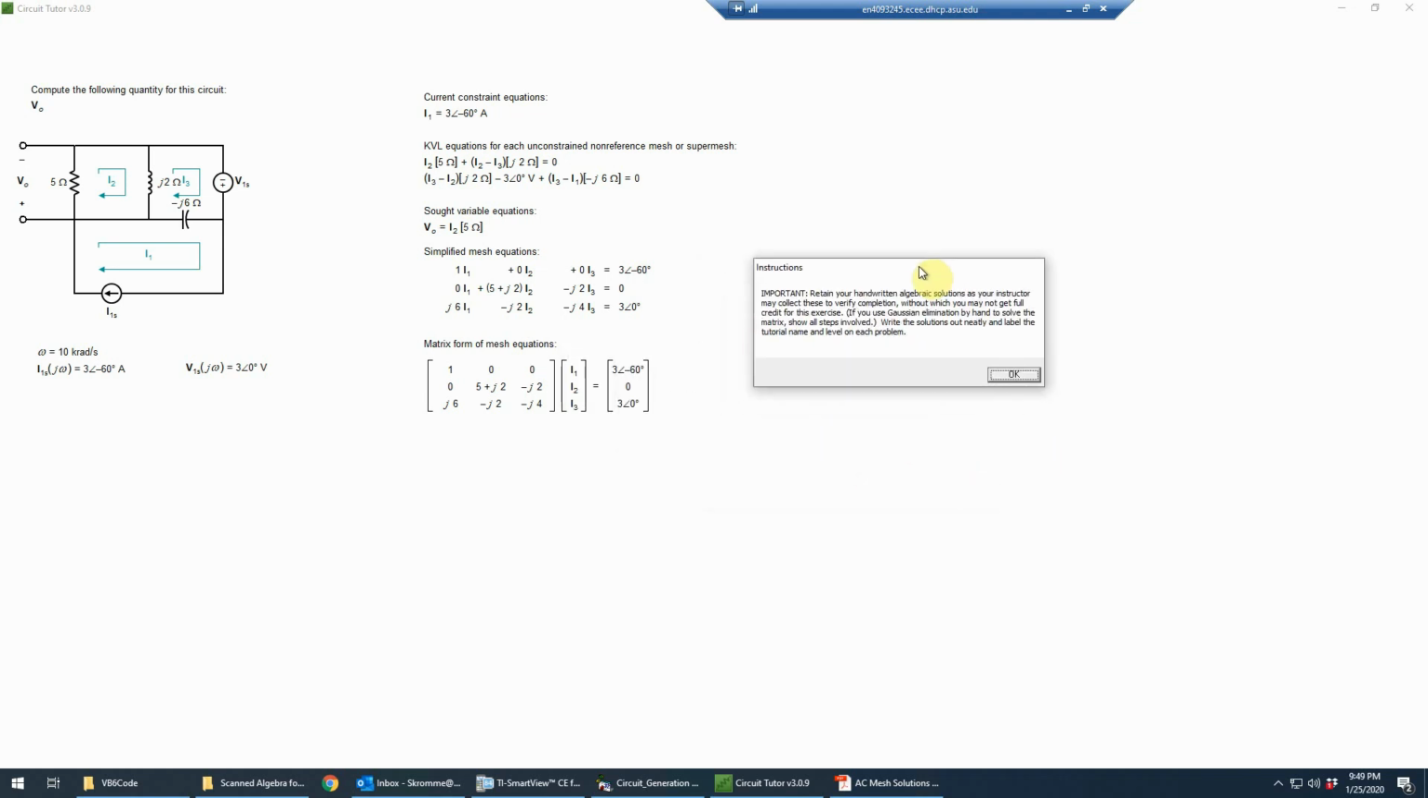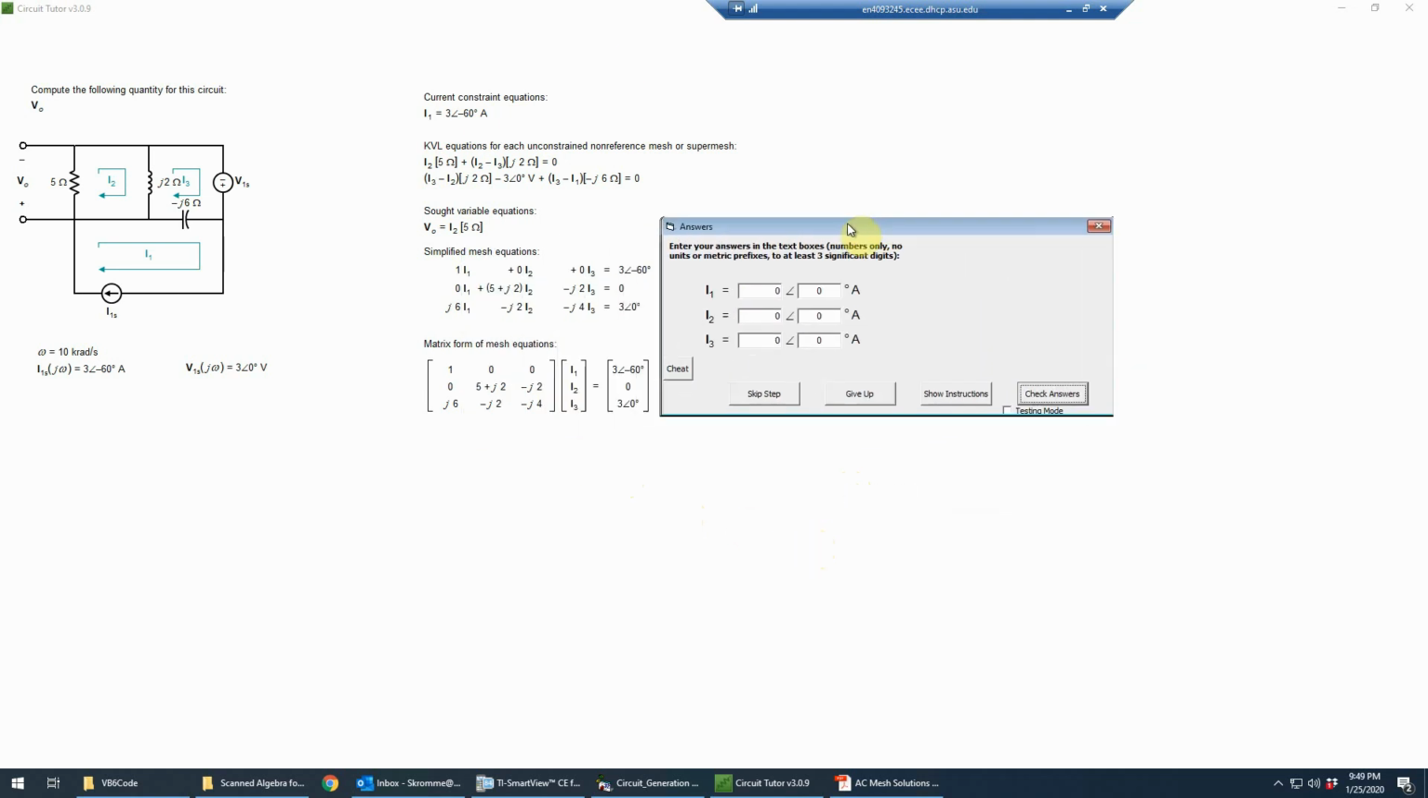Your instructor might ask you for a copy of your handwritten algebra that you do. So if they do, then you would keep that for them and turn that in. Otherwise, you might want to keep a record of that just for yourself so you can review that later when you're studying, just to remind yourself how to do the complex algebra.